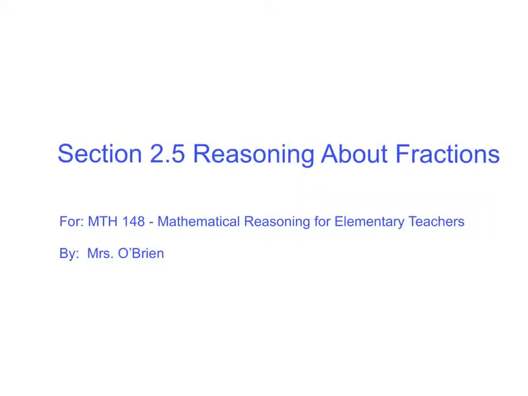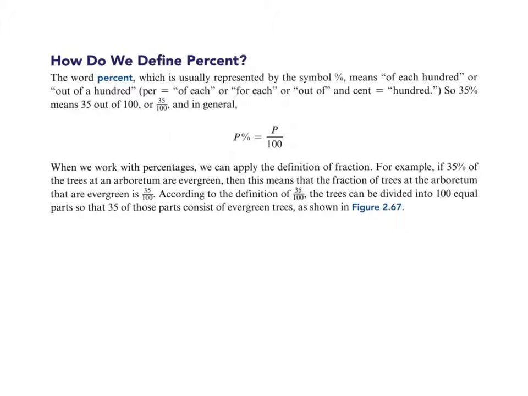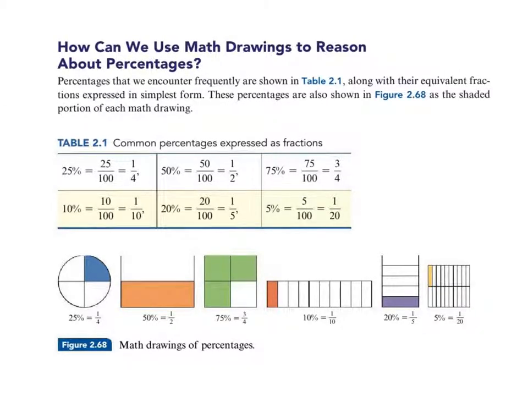This lesson is on Section 2.5, Reasoning about Fractions. The word percent means out of 100. So each time we see a percent, for example, 35% would mean 35 out of 100. Reasoning about percentages can be made easier using some math drawings and knowing some common percentages expressed as fractions.